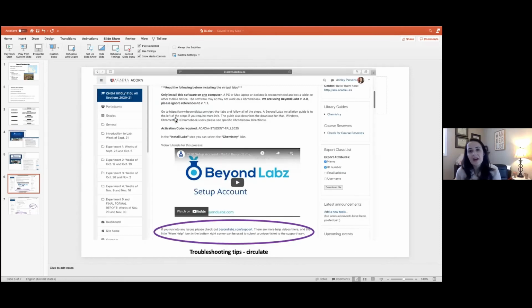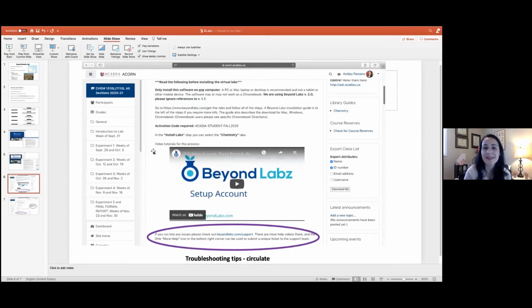As far as LMS, this is a look at what's happening on mine. Like I mentioned before, last September it would have been pretty empty, but I just made sure that at the very top of LMS, everything that the students need for Beyond Labz was there. So all of the instructions are there, their activation code was there, there's a video there as well on how to set things up. And then I had the support website there, and just, you know, okay, go ahead, go to the site, click more help if you have any questions.